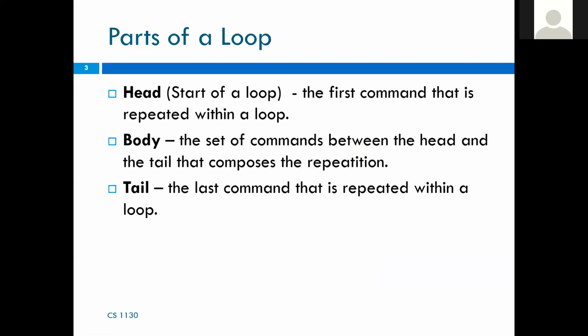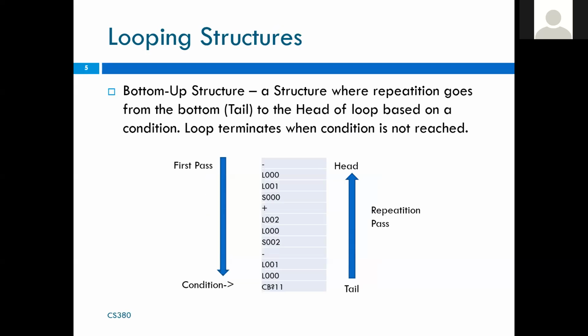So we have the head, the body, and the tail. Any questions? Looping structures. There are in general two looping structures. We have a bottom-up structure, where the repetition starts from the bottom to the tail based on a condition. The loop terminates when the condition is not reached. For example, the analytical engine program we have is a bottom-up structure. Why? Because it repeats based on a condition at the bottom.